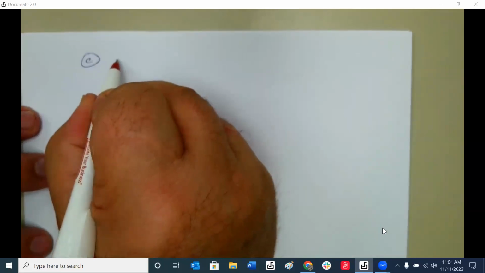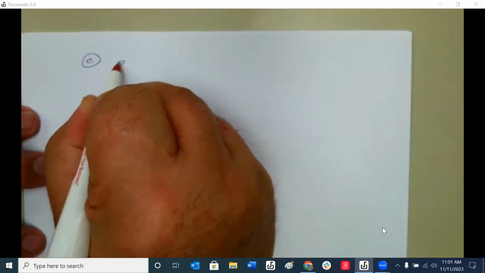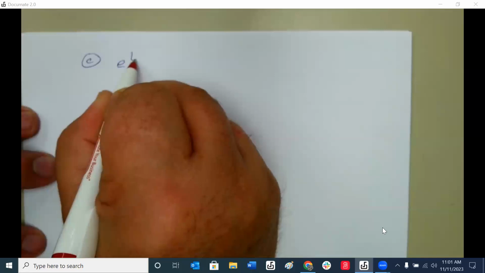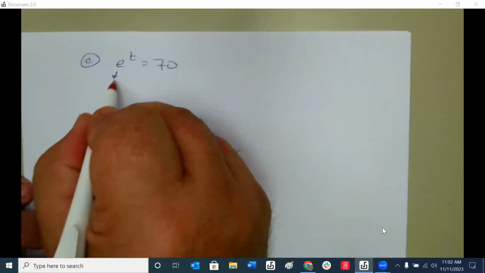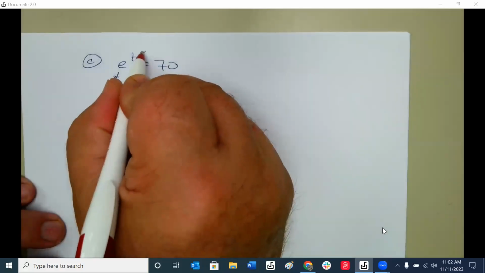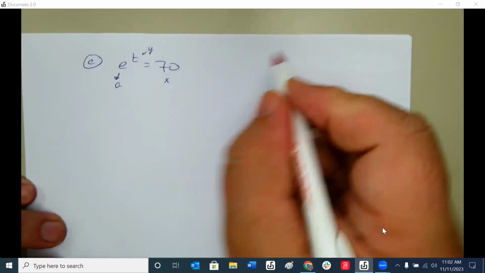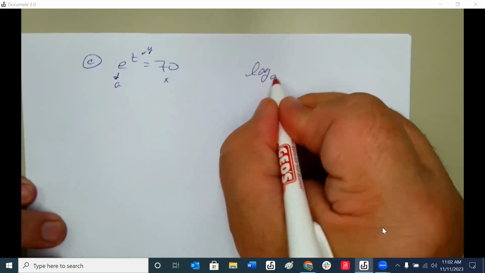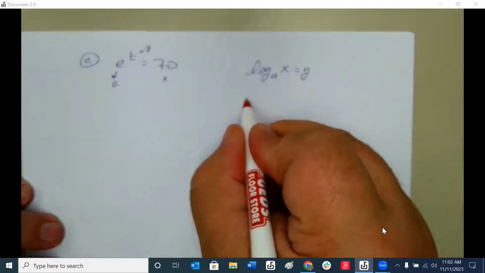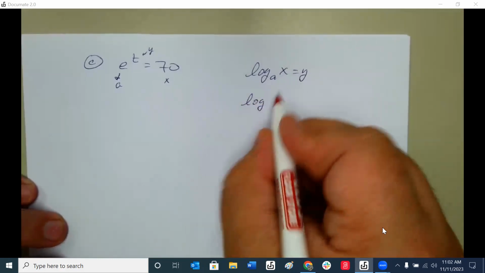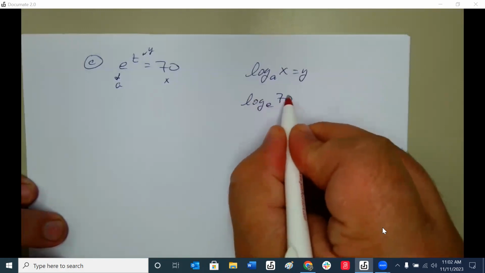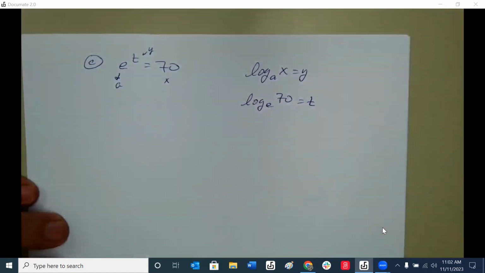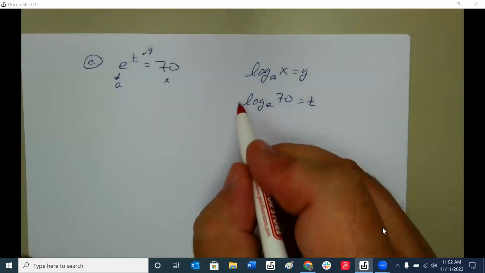And c is e to the t is equal to 70. So this is a, this is y, and this is x. So we have log base e of x equals y. And there's your answer there.